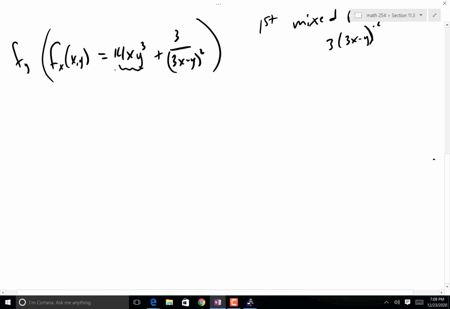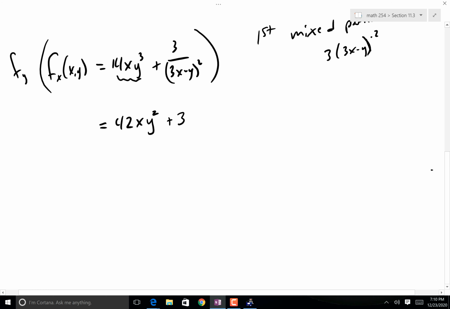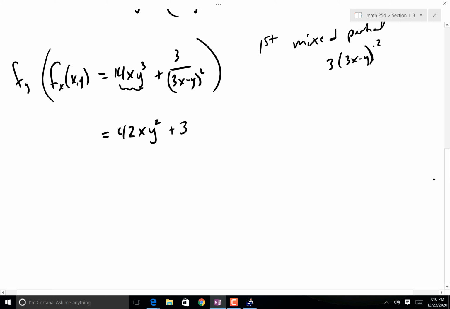So when I do this, let's do it again. Part of it was right, part of it was wrong. So here we go. It's going to be 42xy squared. Okay, that part was correct, I think. Anyway, plus, now here's where I screwed up. Okay, it was 3. But look, I'm going to bring this negative 2 down in front.